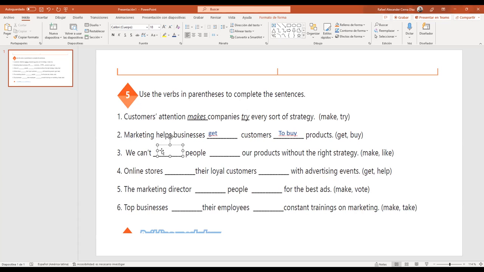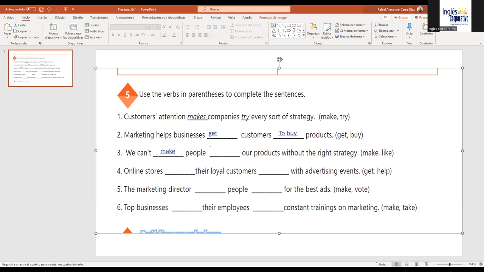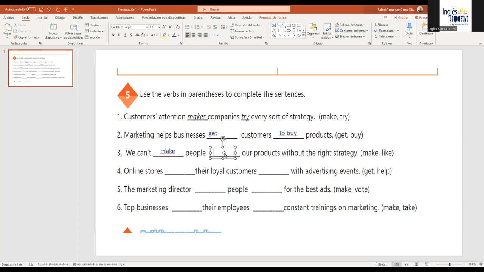Okay. In the third sentence, can make people like, or like people like. We can make people like our products without the right strategy.